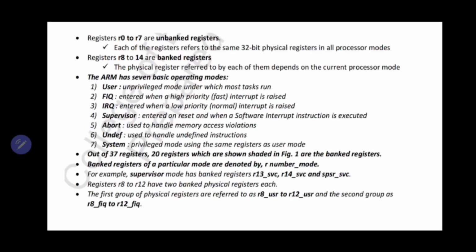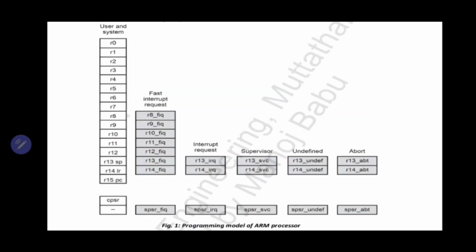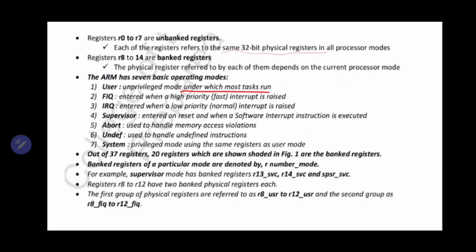Now we can discuss each register one by one. R0 to R7 are called unbanked registers, and each of these registers refers to the same 32-bit physical register in all processor modes. In the unbanked registers, that is the unshaded portion, R0 to R7, the size is fixed at 32 bits. In banked registers the size varies, depending upon the CPSR.